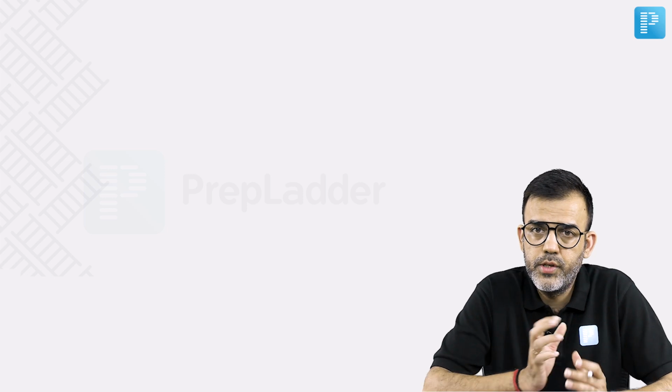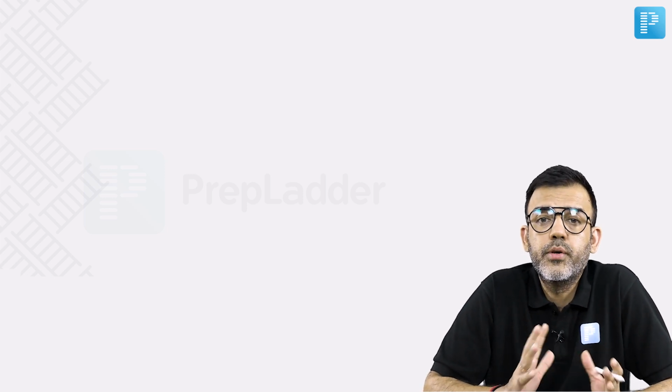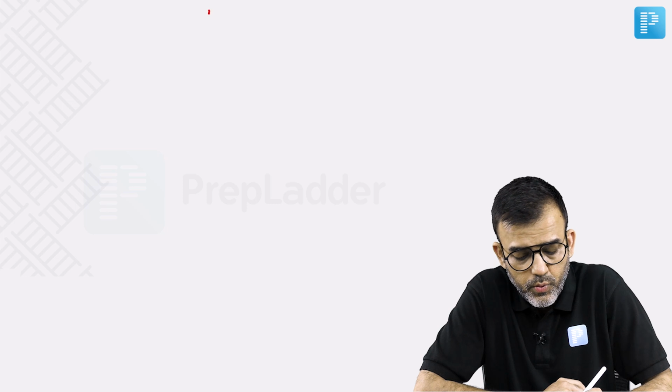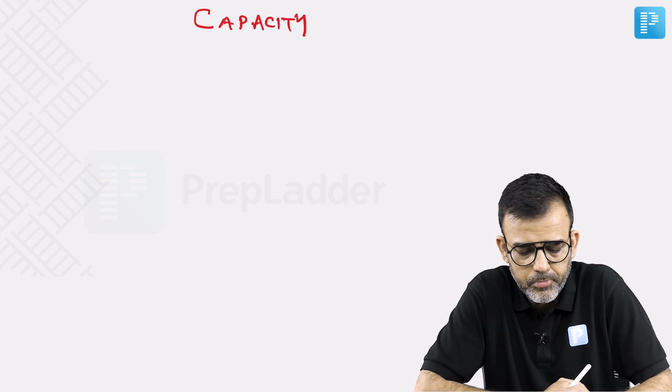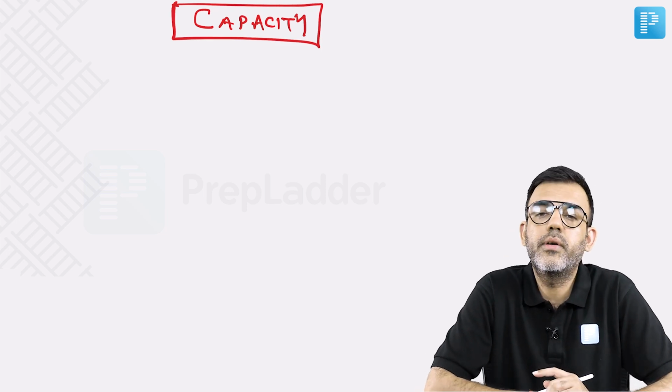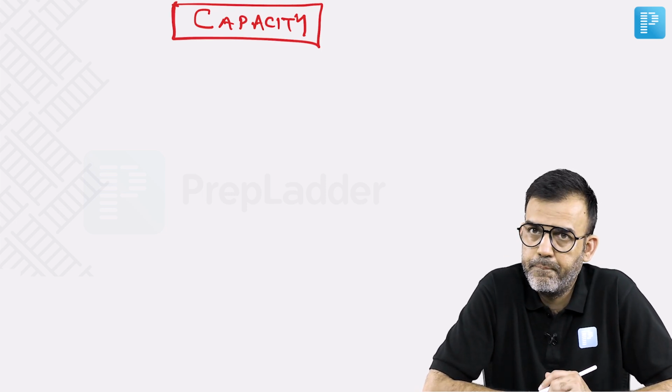The second important parameter on the basis of which we can differentiate and compare 4G and 5G is what we call the capacity of a communication network. The second element after speed is capacity.